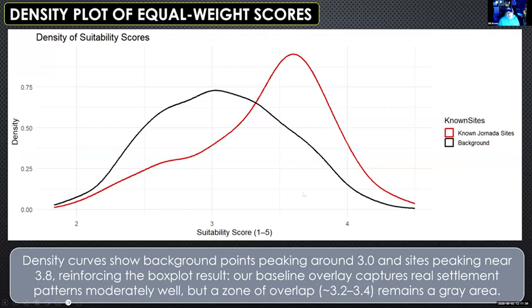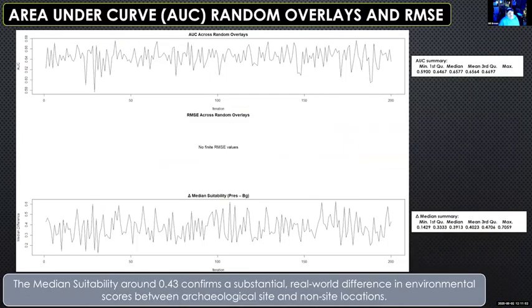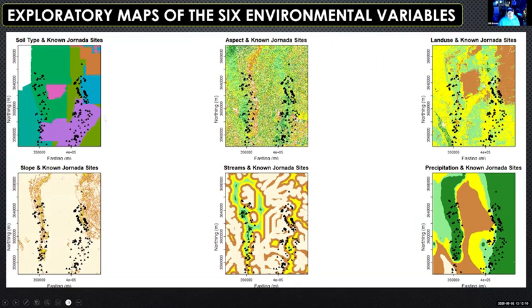This density curve shows that the real known archaeological sites peak around here, and the background peaks around here. So again, the model is showing some real predictive power, but in this area right here, it's kind of a no man's land. And now the Monte Carlo simulation: I ran 200 simulations on randomly selected weights, and the median delta score of about 0.43 confirms that there is some real-world difference, but it's not exactly perfect.